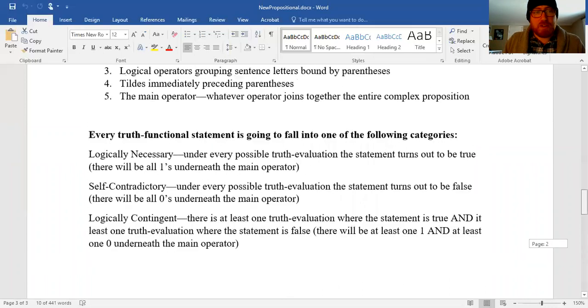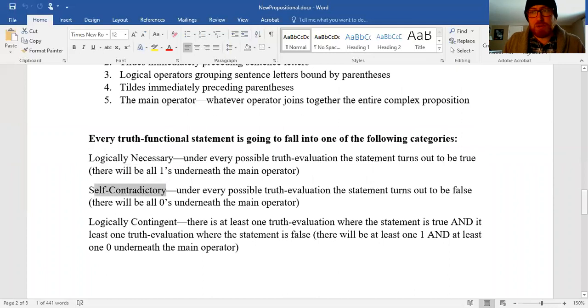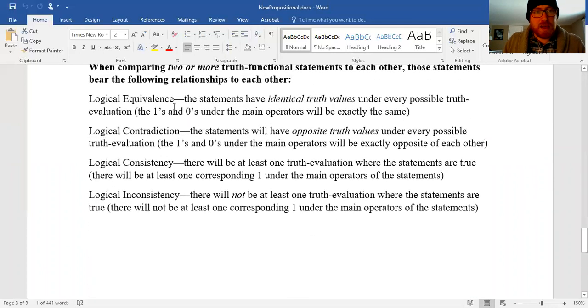Okay, now self-contradictory statements. If I've got two self-contradictory statements, they're going to be logically equivalent. So all self-contradictions are logically equivalent. Why? Because every self-contradiction is necessarily false. There's no possible circumstance in which contradictions can be true, at least in the systems of logic we're using here. So if I've got all zeros under the main operator of one formula, and all zeros under the main operator of another formula, these are logically equivalent statements, but they are also logically inconsistent with each other. So all self-contradictions are logically equivalent, but also logically inconsistent.